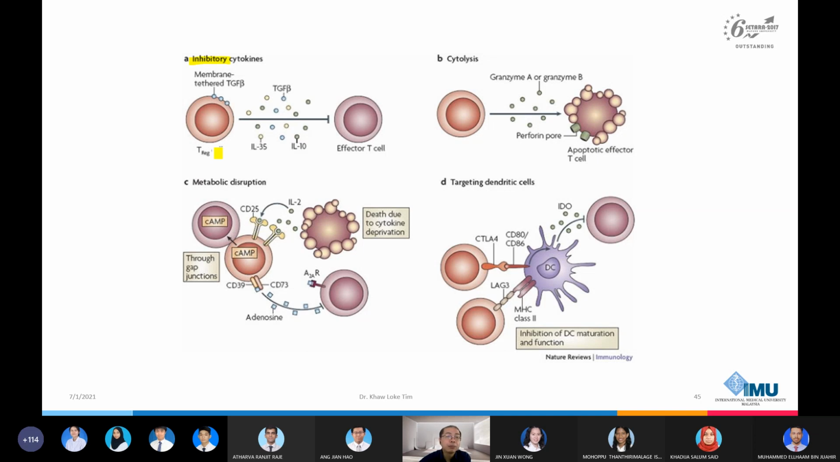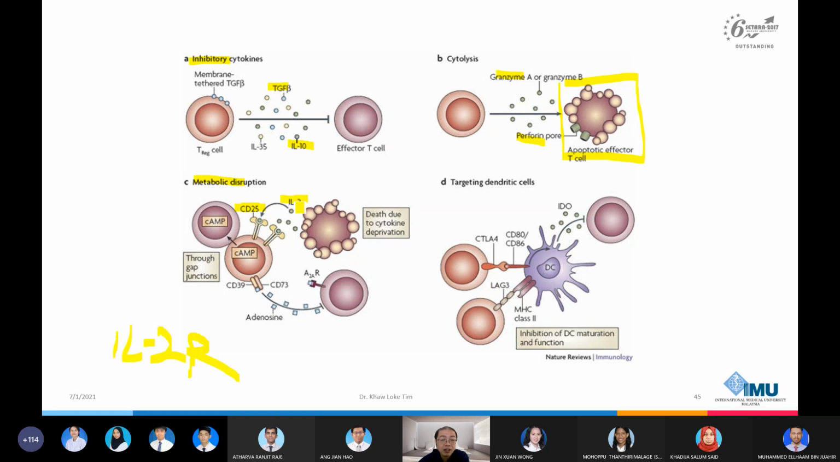How do they do that? They produce inhibitory cytokines, IL-10 and TGF-beta. Or they directly kill effector T cells by producing granzymes or perforins. Or they can do metabolic disruption. Still remember your CD25? This is your IL-2 receptor. T regulatory cells have a high affinity for IL-2.